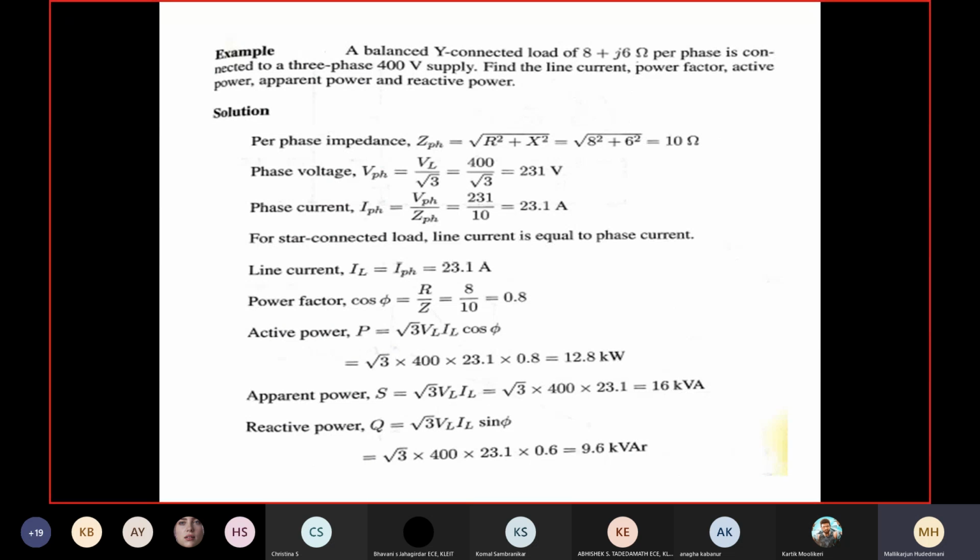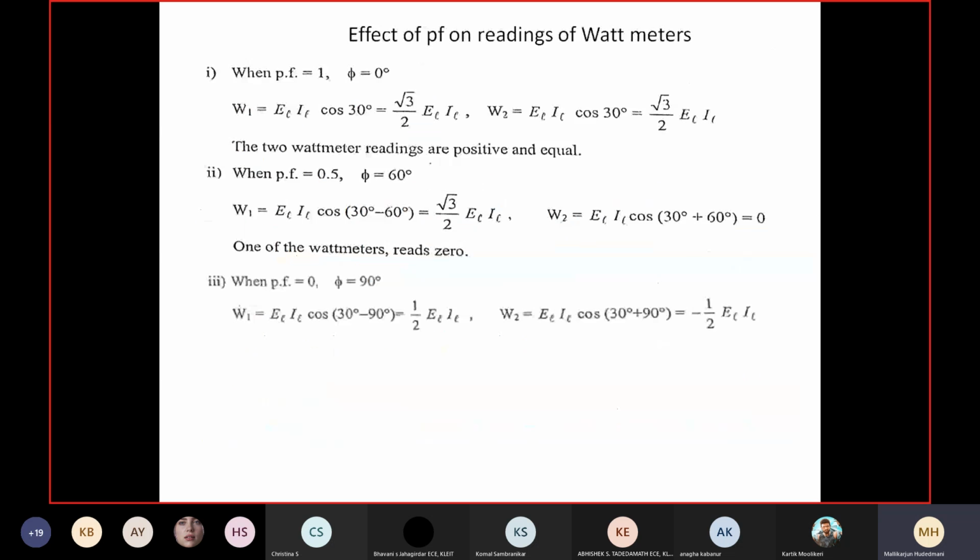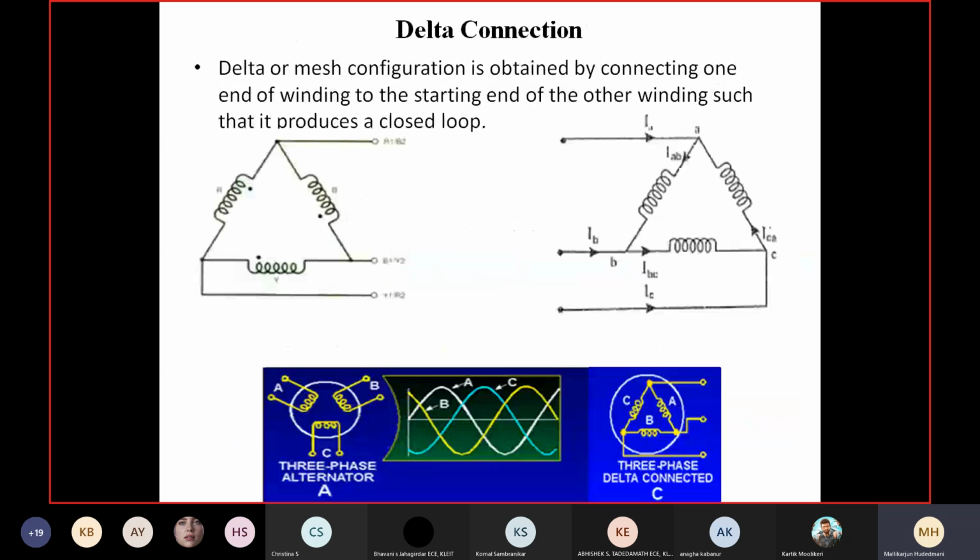Now the question is how to find line current, phase current, power, etc. We know the relationship between line voltage and phase voltage in star connection. What was the relationship we had here? Let me take you back. This is the application.